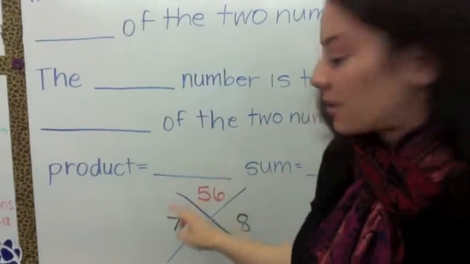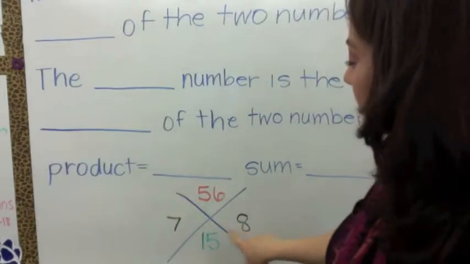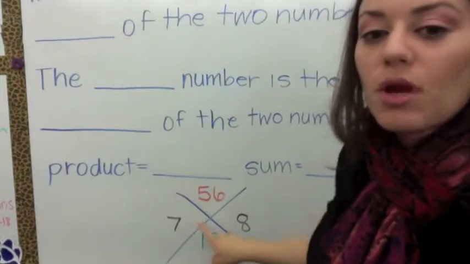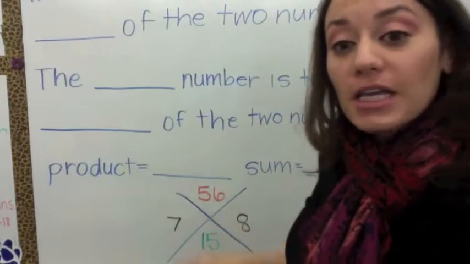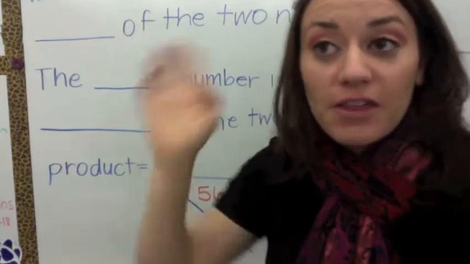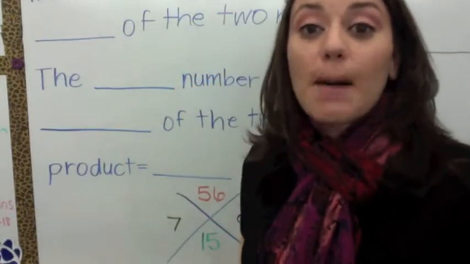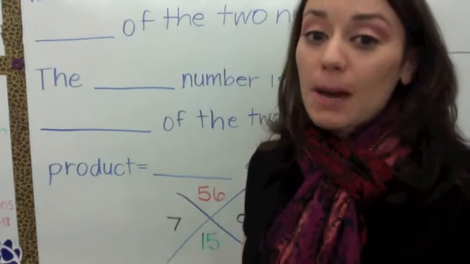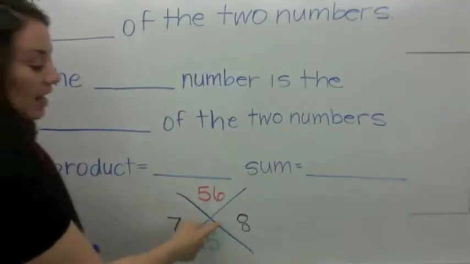So we have this X, right? Now the sides of the X are the two numbers that you are trying to work with. You're either going to find the product of the numbers, or you're going to try and find their sum. So if you take a look in this X, you have 7 and 8.